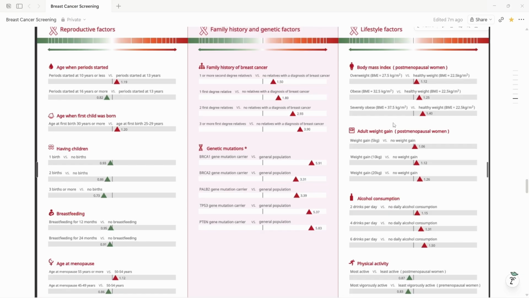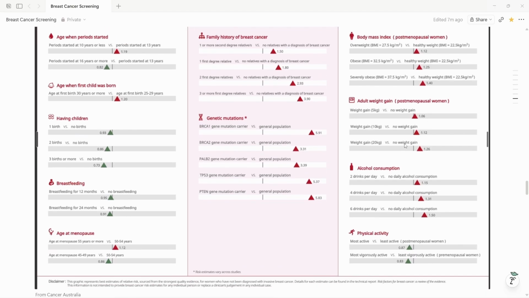Lifestyle factors that increase breast cancer risk, which are the ones that we can change and modify, include an elevated BMI. So someone who has a higher BMI has a higher risk of breast cancer. If you have a high alcohol consumption, that is also a risk factor. Being physically active is a protective factor for breast cancer. And obviously, smoking is a risk factor for breast cancer.